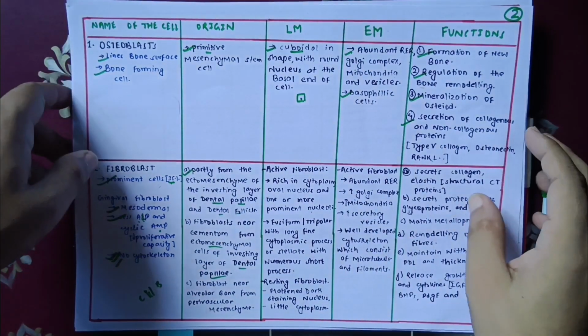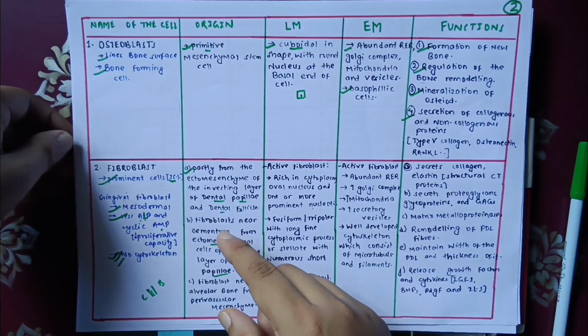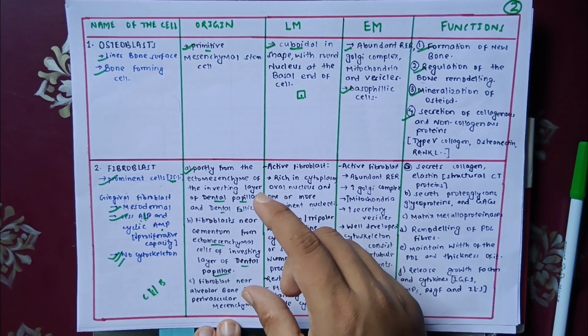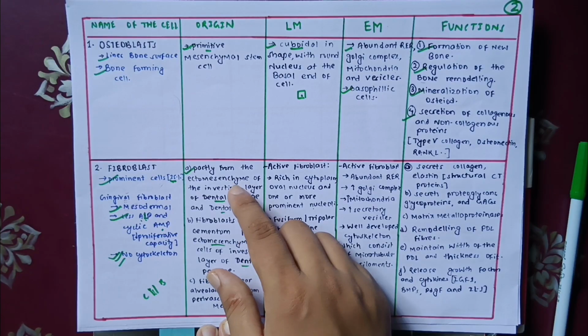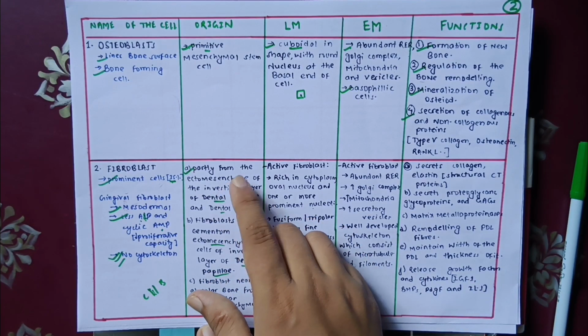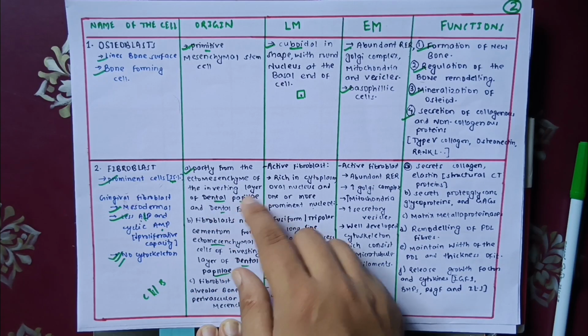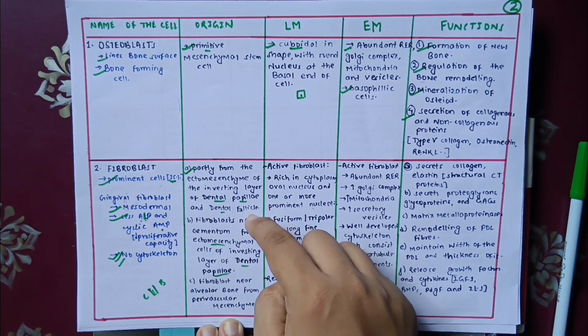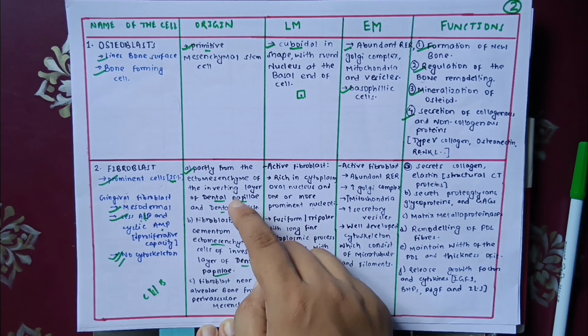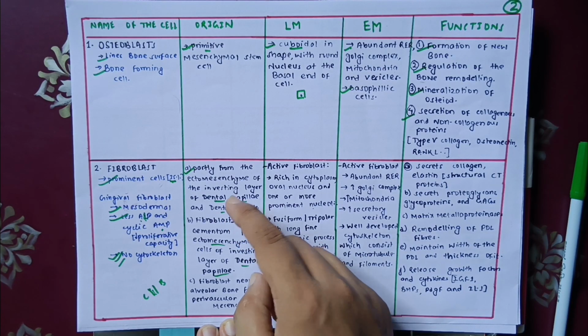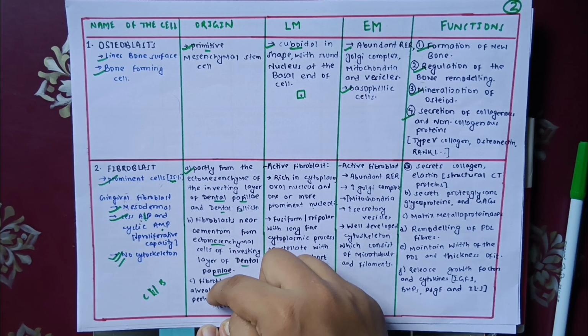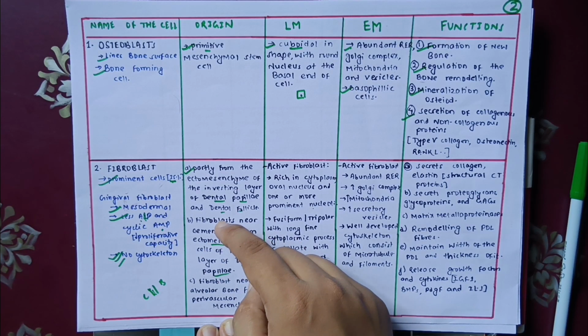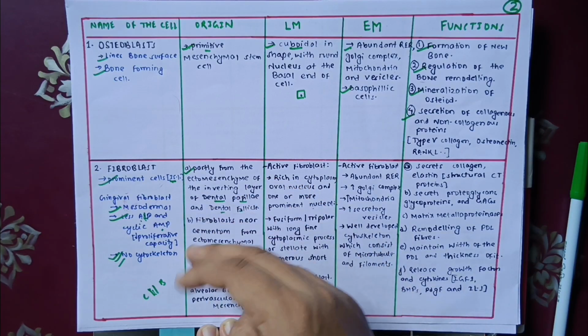Now, regarding the origin of this fibroblast, you just have to remember, as I have written in the first one, that it is partly from the ectomesenchyme of the investing layer of the dental papillae and the dental follicle. This is one of the important points you should remember in origin. Here are two further points about this fibroblast.